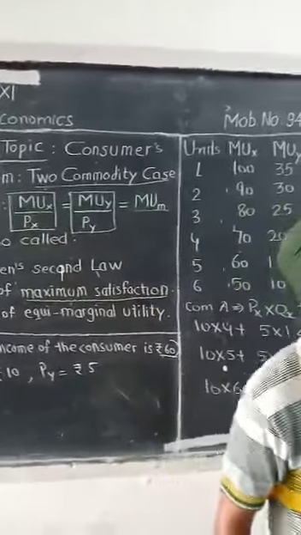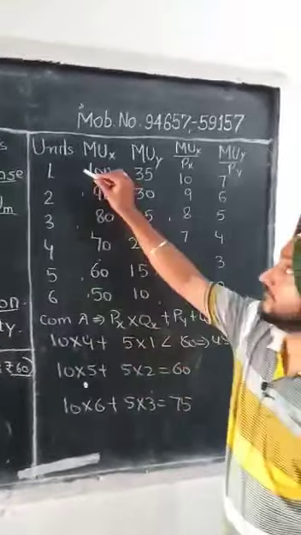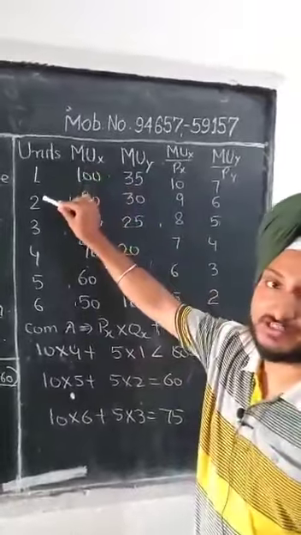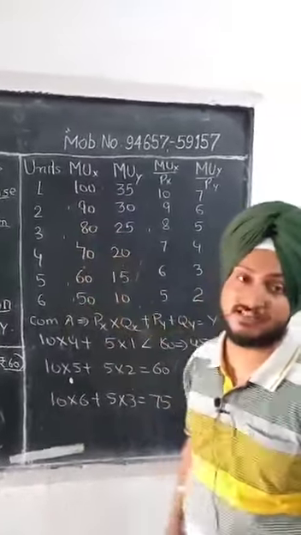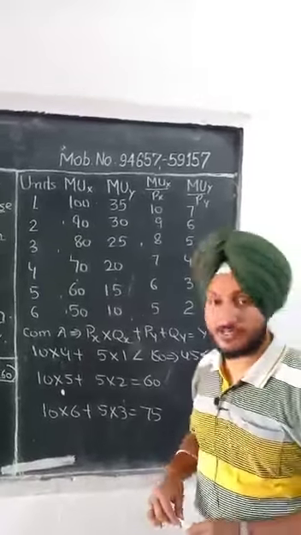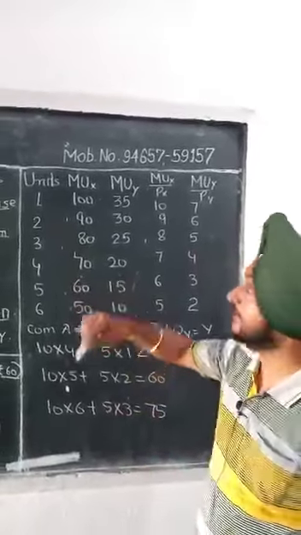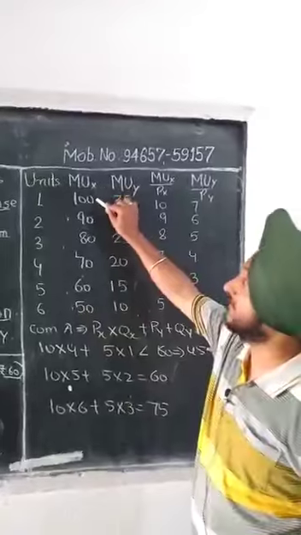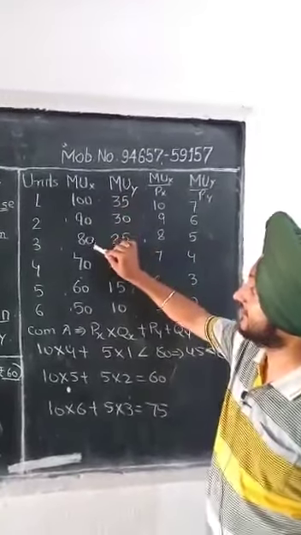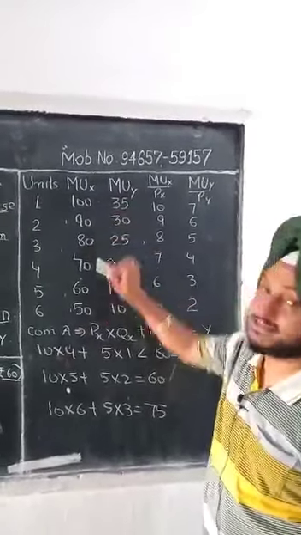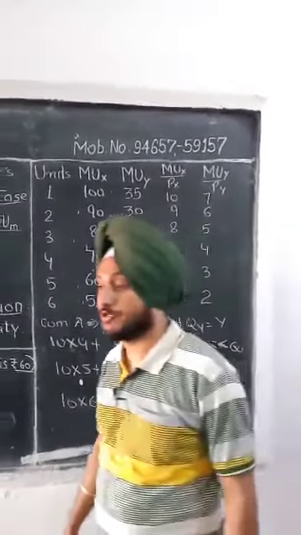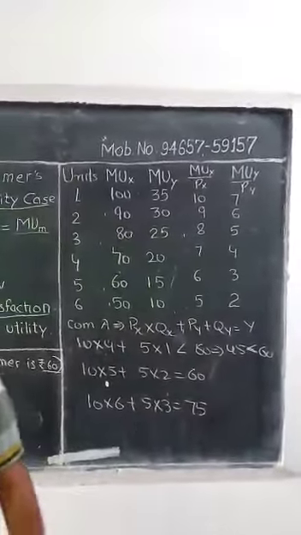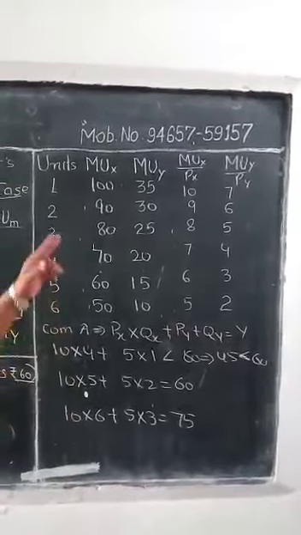Here you can see, students, we have the units of consumption 1, 2, 3, 4, 5, 6. These are the quantity units we are consuming. Marginal utility of x is 100, 90, 80, 70, 60, 50. Why is it diminishing? Recall the topic, law of diminishing marginal utility. Due to the law of diminishing marginal utility, it is diminishing.